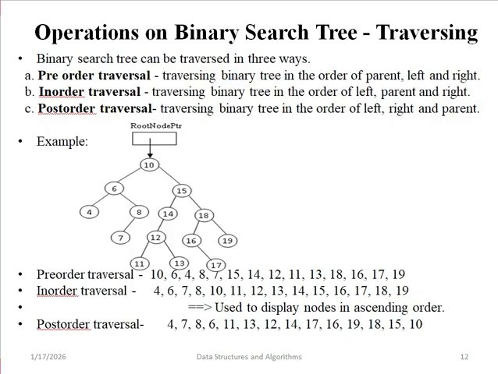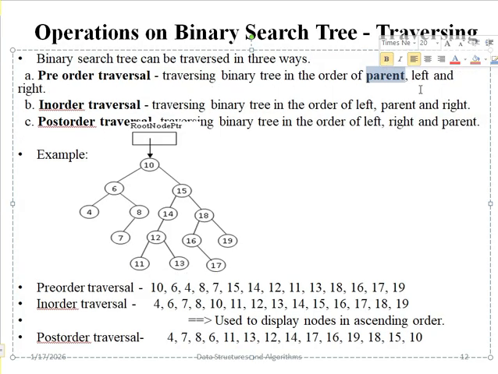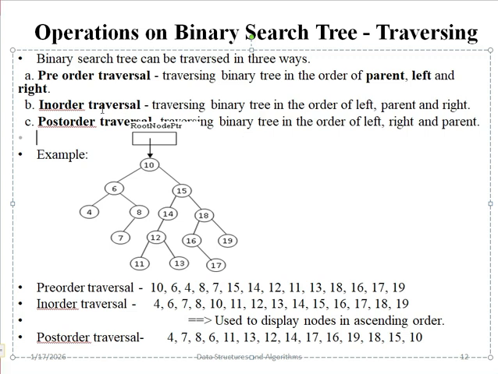And the other operation is traversing the tree. Basically we have three traversal operations: the pre-order traversal, the in-order traversal, and the post-order traversal. The pre-order traversal is applied on the tree by taking first the parent, then the left and the right wing. So we should traverse the tree in this way.